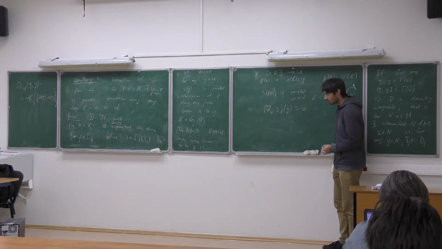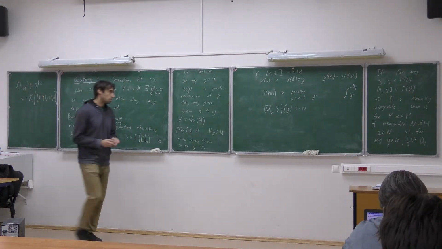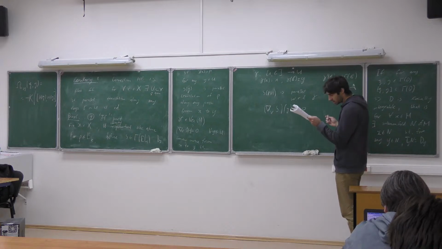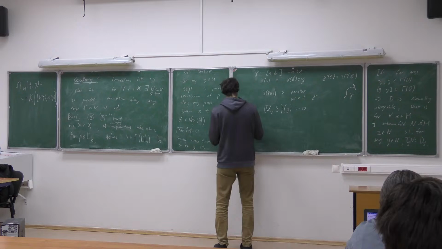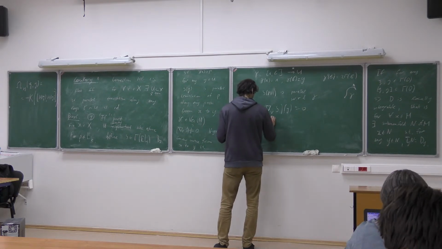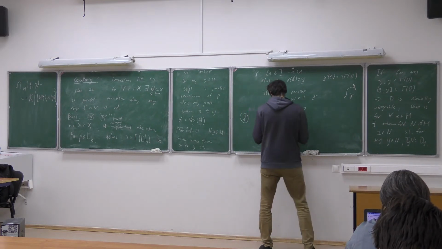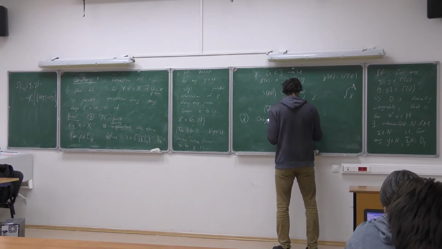Okay. So, right. What else? So this is this direction. The other direction, the only if part. Well, suppose that curvature is 0.